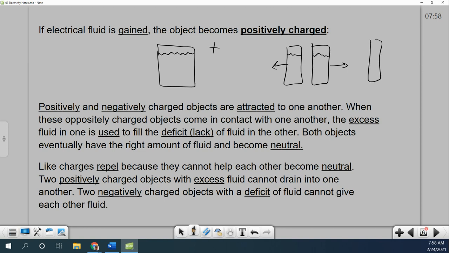And on the flip side, if I had two negatively charged objects, both are lacking in fluid. Both want to gain fluid from somewhere. You try to bring them close to each other, they're not going to be able to get fluid, right? Both of them want to gain. Neither of them can gain from each other, so they repel. They move away from each other. So, two positively charged objects with excess fluid cannot drain one into another, so they repel. Two negatively charged objects with a deficit of fluid cannot give each other fluid. So, they repel.